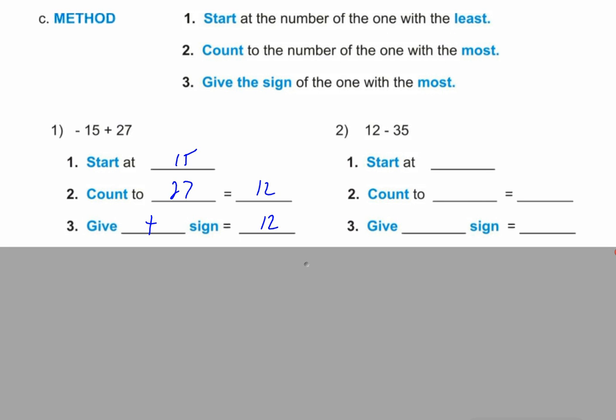So number 2. Is this your brain for number 2? 12 subtract 35? Don't do that. Don't do 12 subtract 35. Do 12 positives and 35 negatives, right? I'm telling you, all this is 12 positives and 35 negatives. That's the exact same thing, but we don't bother to write all that stuff out.